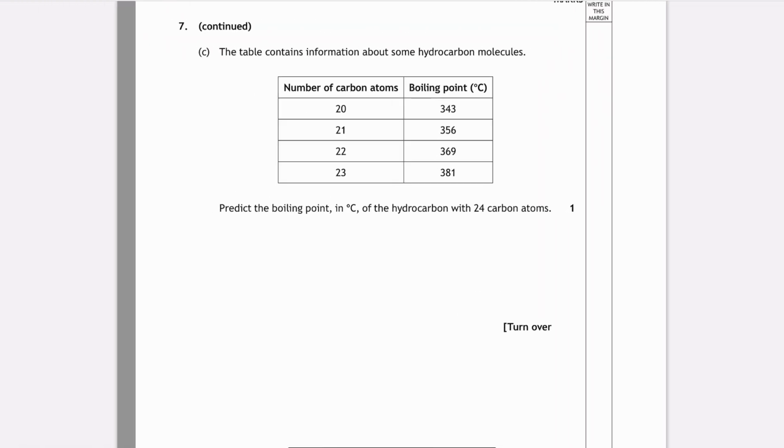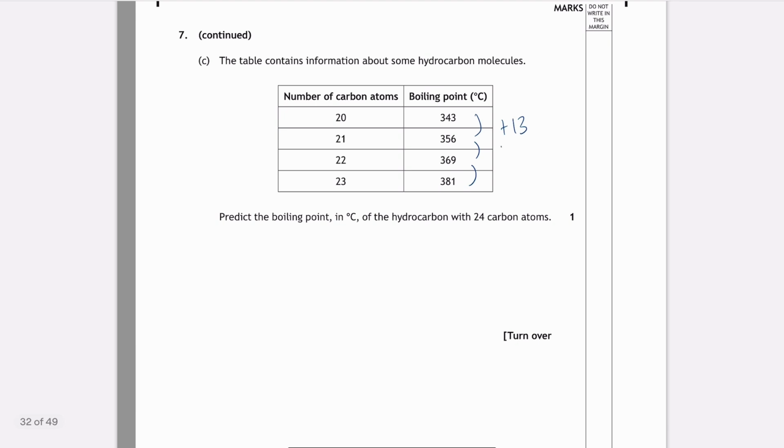For a predicting question for these ones, the best thing to do is look at what the change is each row you go down in the table. So you just really need to take these numbers away from each other. You can see here it goes up by 13. It's good to identify if it's going up or down. Then it goes up by 13 again, and then it goes up by 12 this time.